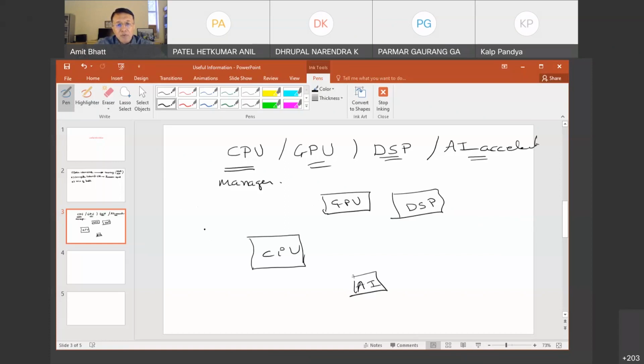An instruction stream would come to your CPU, and then the CPU would decide that this particular instruction sounds like a media instruction, something to do with graphics, so let me send it to the GPU. It will toss it over to the GPU. Or it may think it is something to do with voice, so it may send it to the DSP. Or it may think it is something to do with machine learning or artificial intelligence, and it will toss it to the AI coprocessor.